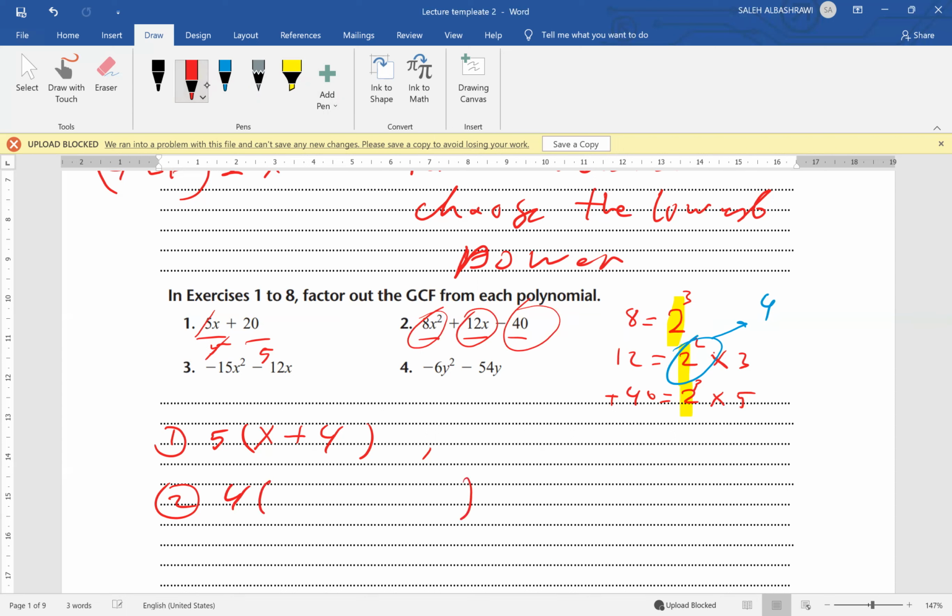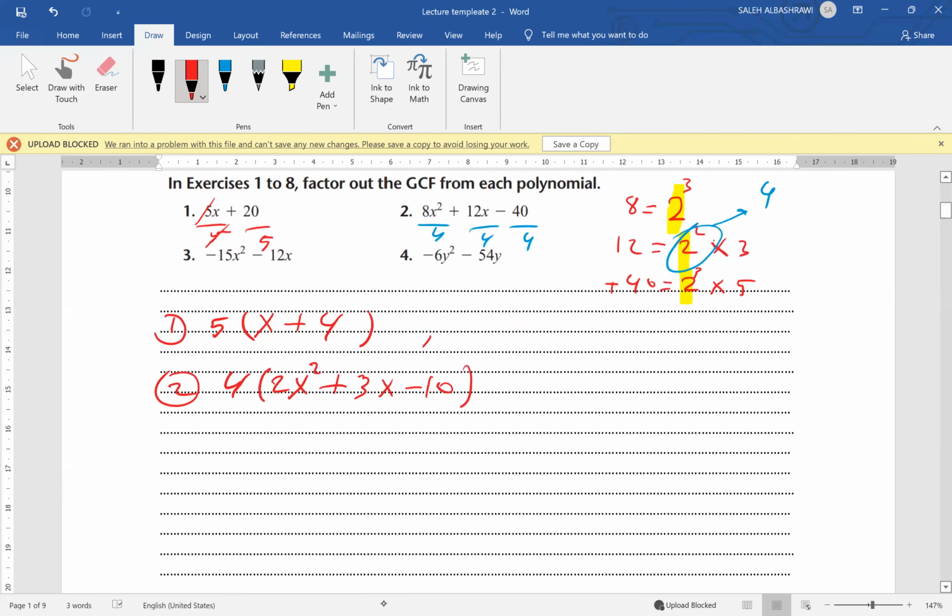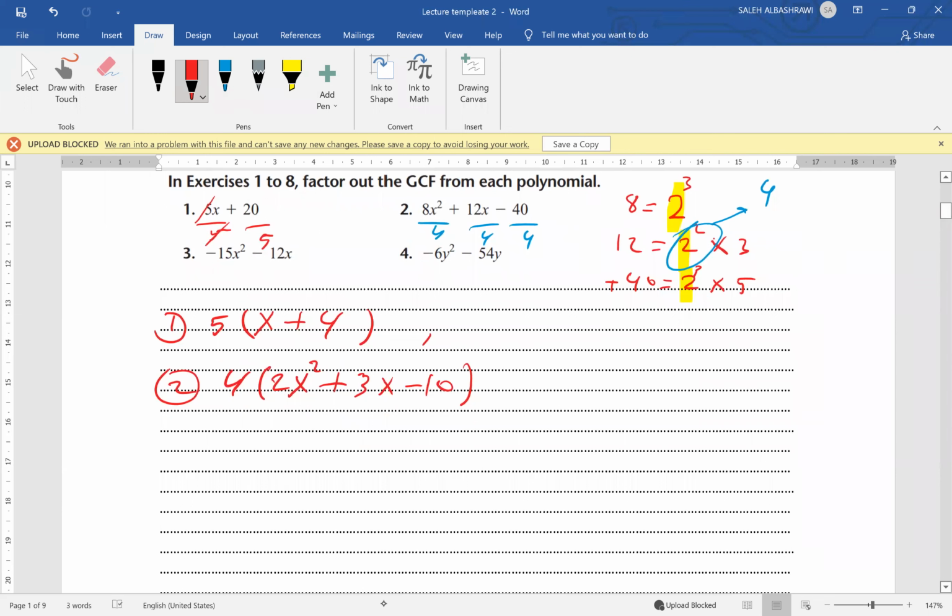Now divide by the common factor. I am going to divide by 4 and by 4. The first term, 8 divided by 4, gives 2x squared. The second, 12 divided by 4, is equal to 3x. And the last one is 10. So it is 4 multiplied by 2x squared plus 3x plus 10. So we factor out the greatest common factor.